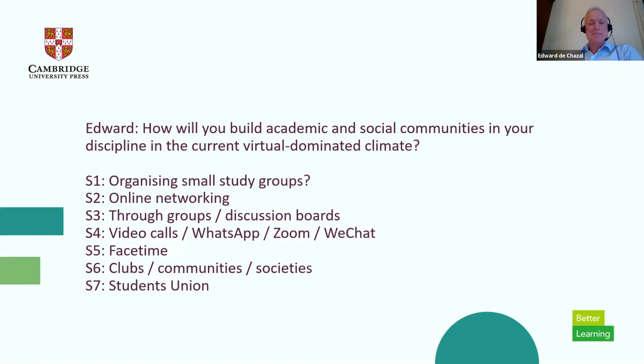So this year has been very, very strange. And my big challenge, I think our big challenge as teachers, is that we're operating more and more in the virtual world. So at Bristol, most of my classes are now online. And I've been asking my students this month, how will you build your academic and social communities in your discipline? How are you going to do it? And 7 responses I'm sharing here. They've come up with these: organizing study groups, online networking groups, discussion boards, apps such as WhatsApp, WeChat, FaceTime, clubs, communities, societies, students' union.